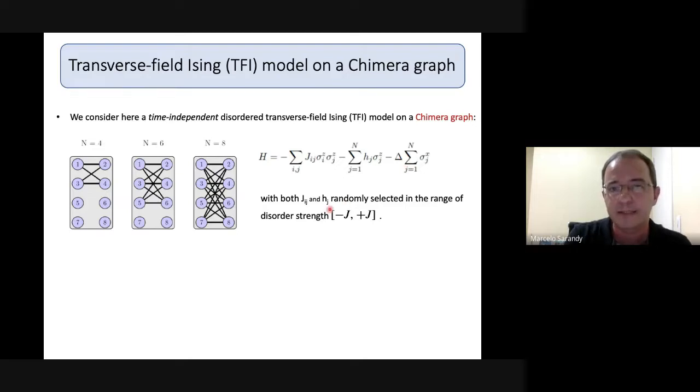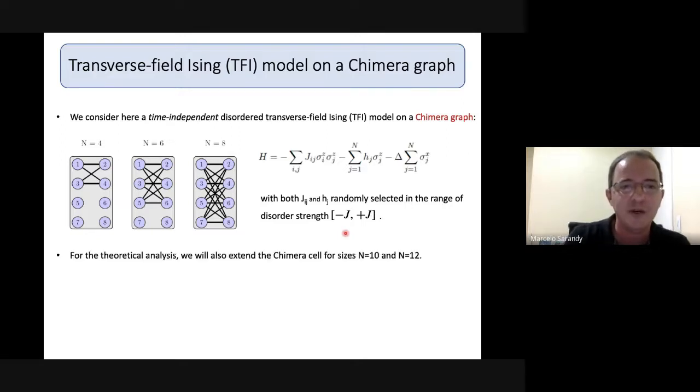So the intensity, the strength of disorder is denoted here as J. The disorder strength runs in an interval that goes from -J to +J. So we are going to implement different sizes of systems, n equal to 4, 6, 8, and 8 is the limit of the cell in the D-Wave because each cell has 8 spins.